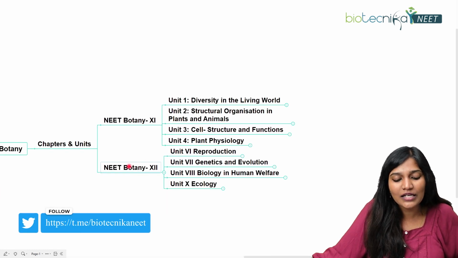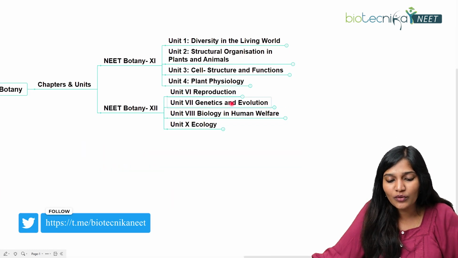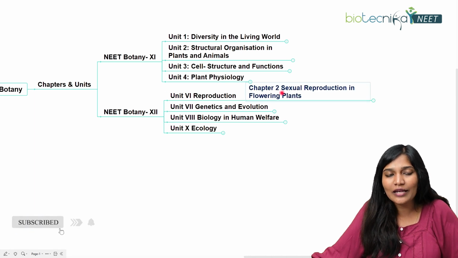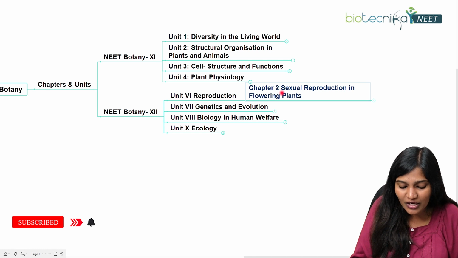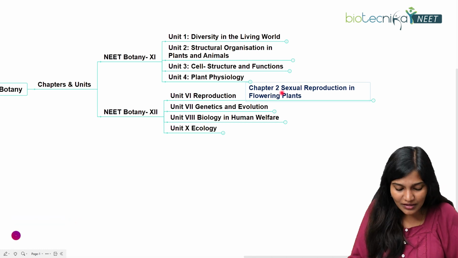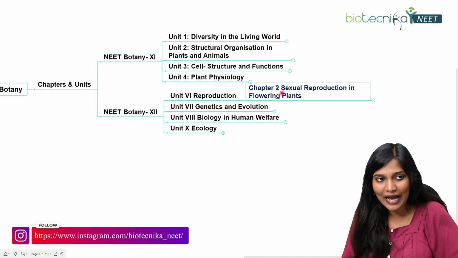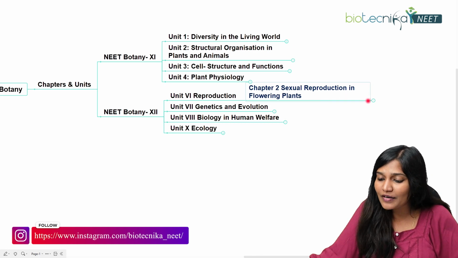The next is the NEET Botany 12th book. So unit number 8, reproduction. In reproduction we have sexual reproduction in flowering plants, and then human reproduction and reproductive health. In this we are going to talk about only plants. So we have sexual reproduction in flowering plants.